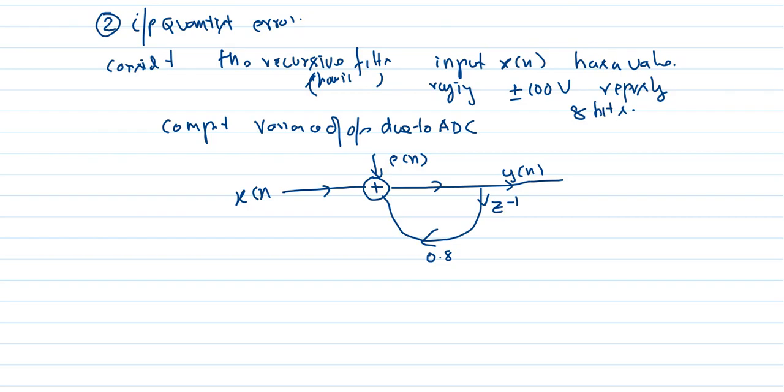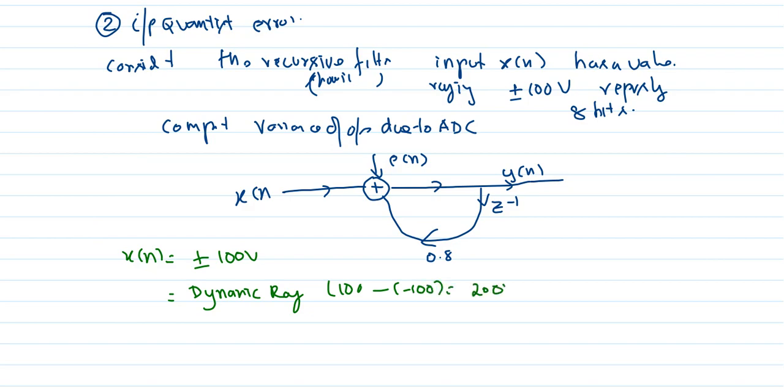They have given the range of the signal, x of n, as plus or minus 100 volts, which means that the dynamic range of the signal is 100 minus minus 100, which is nothing but 200 volts. It is the dynamic range of the signal that is given. The number of bits used to represent it is also given. It is 8 bits. And one more piece of information is given.